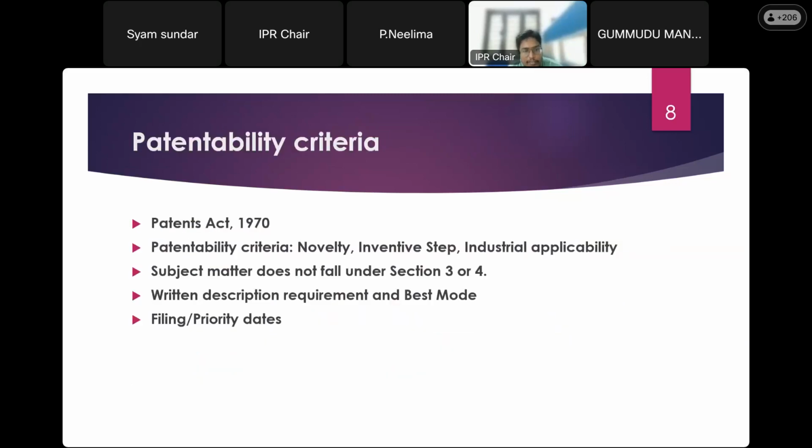Ma'am just discussed what is novelty, what is inventive step, and what is industrial application. So I'm just going to recall it. And subject matter does not fall under section 3 or 4. Non-patentable subject matter, ma'am also discussed. And I want to insist on written description requirement, best mode, and filing or priority test. I said what is filing or what is priority test.